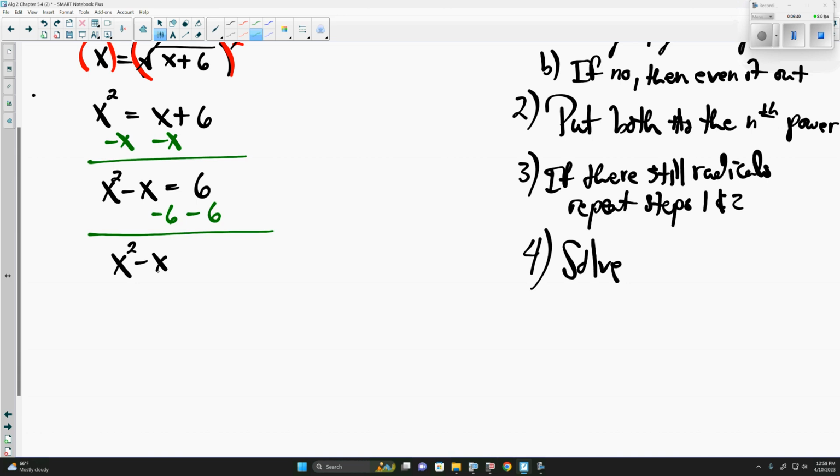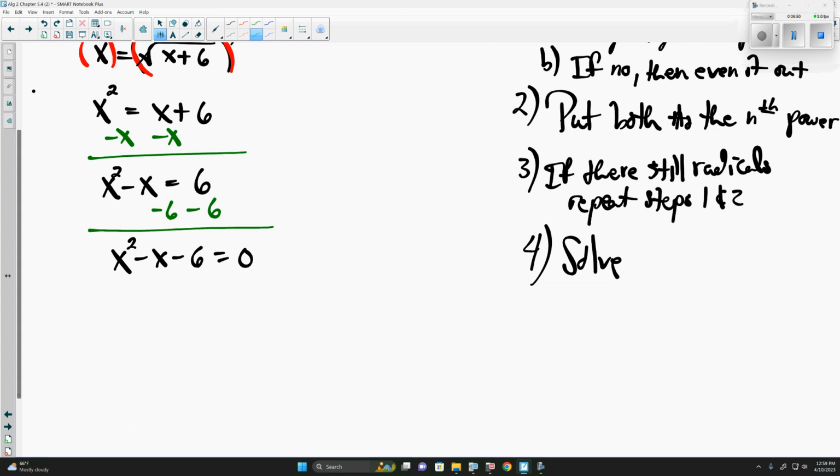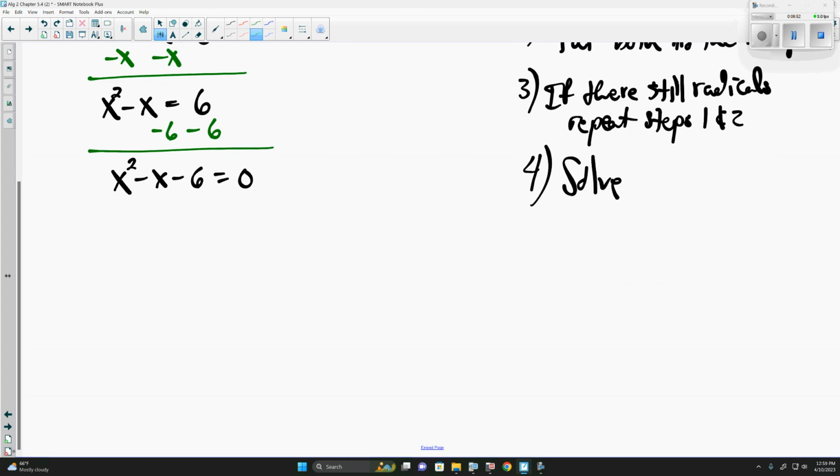And this x squared minus x minus 6 is equal to 0. So now we have a quadratic, and we need to solve this quadratic. We can solve it by factoring, graphing, or the quadratic formula. Any of these would work.